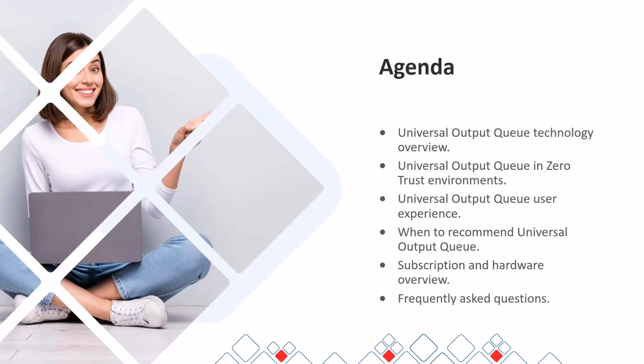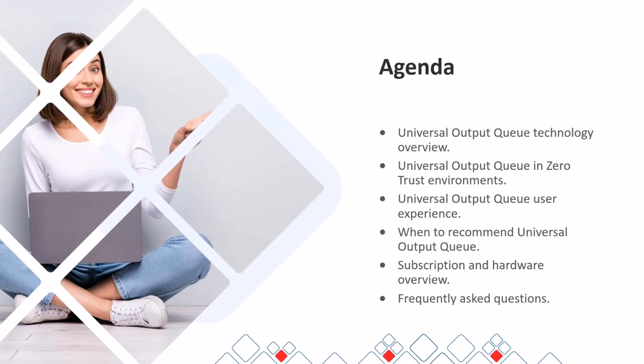Okay, here's the lineup. I'll introduce universal output queue, explain how it works in standard networks, and show how it operates in zero trust environments too. We will then walk through the user experience, which is very simple, highlight when this approach is recommended, and review the subscriptions and hardware needed to support it. Finally, I'll share a few common questions to help guide your customer conversations. So with that outline in place, let's begin with the technology.